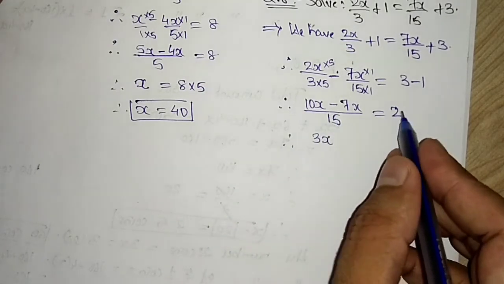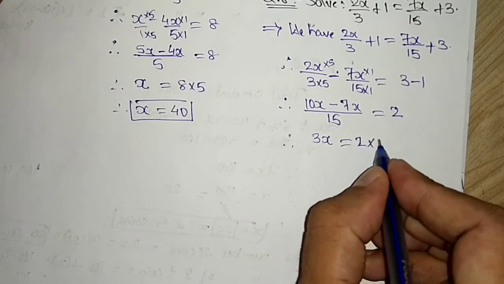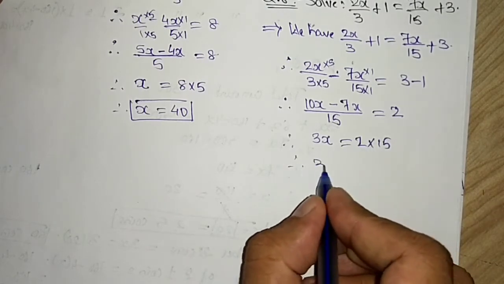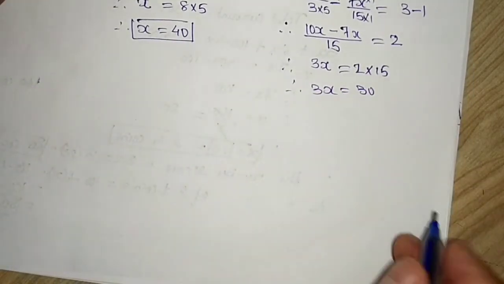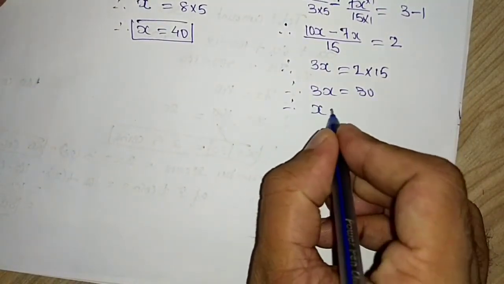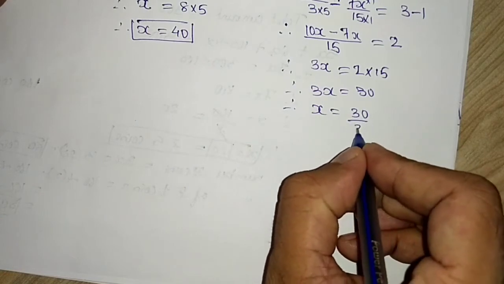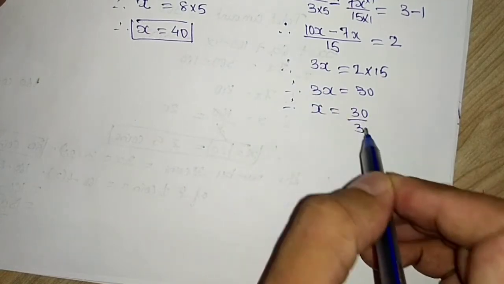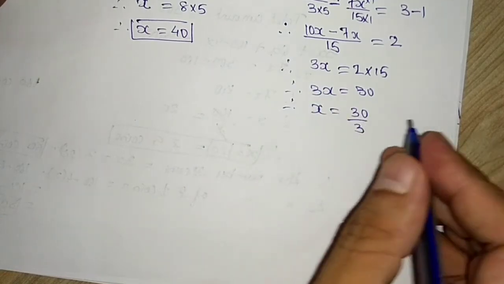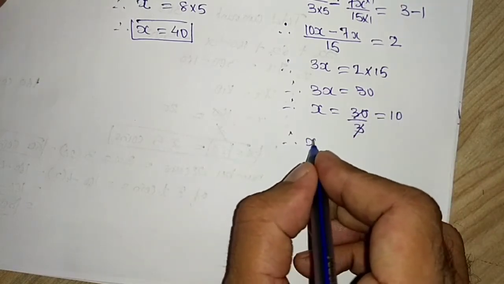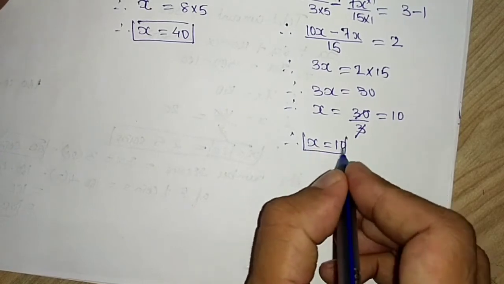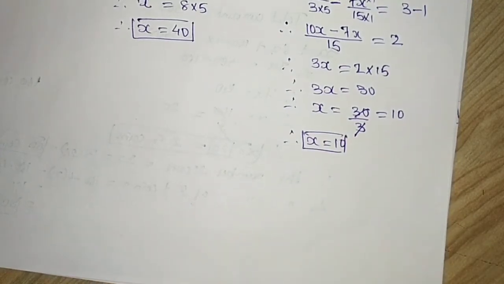This 15, if it goes there, it will multiply with 2 and becomes 30 in the next step. 15 2s are 30. Therefore x is equal to 30 divided by 3, because this is in multiplication, it will go to the RHS and divide. 3 1s are 3 and 3 10s are 30. Our answer is x is equal to 10. Very easy.